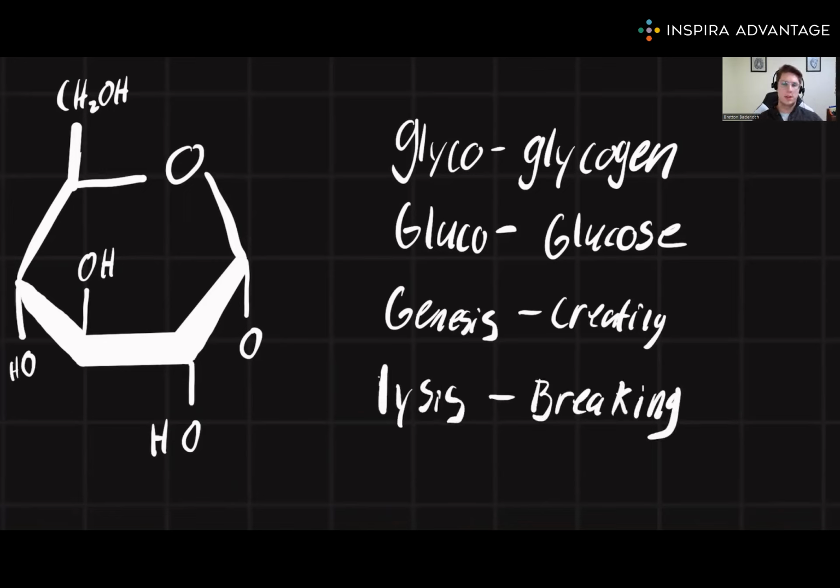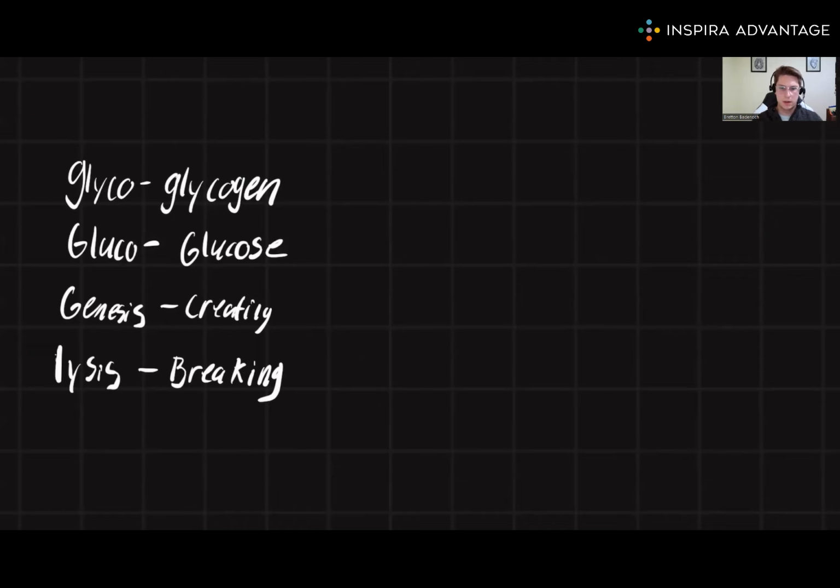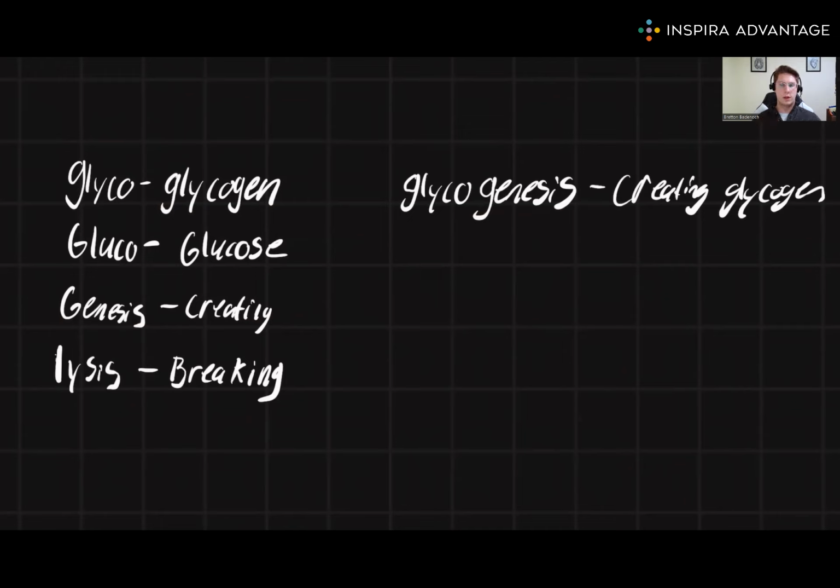Now, when we build these words together, we get a picture of what these different processes are doing. Glycogenesis is glyco from glycogen and genesis from genesis, or creating. Okay, so this means that we are creating glycogen. In other words, we're building glycogen.